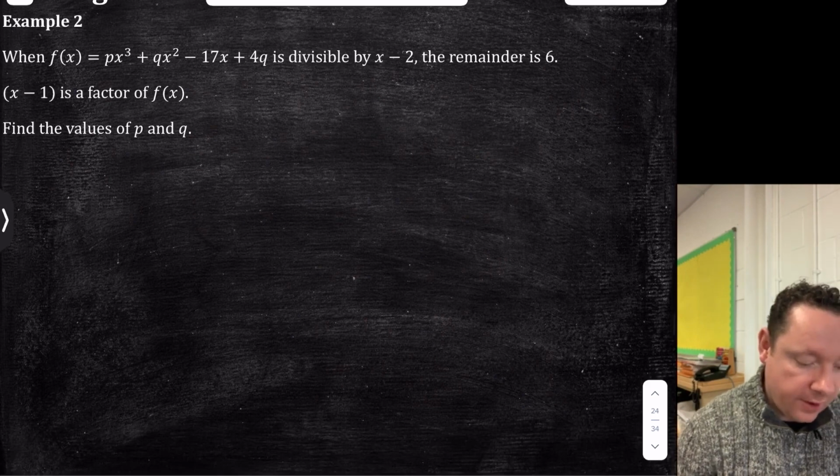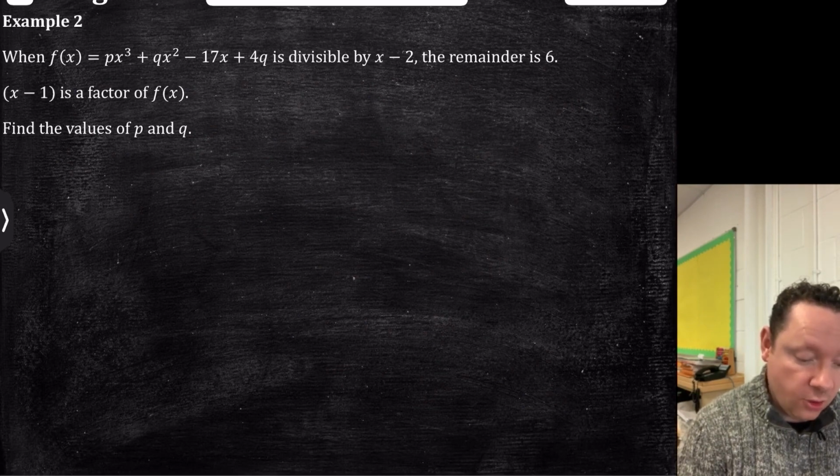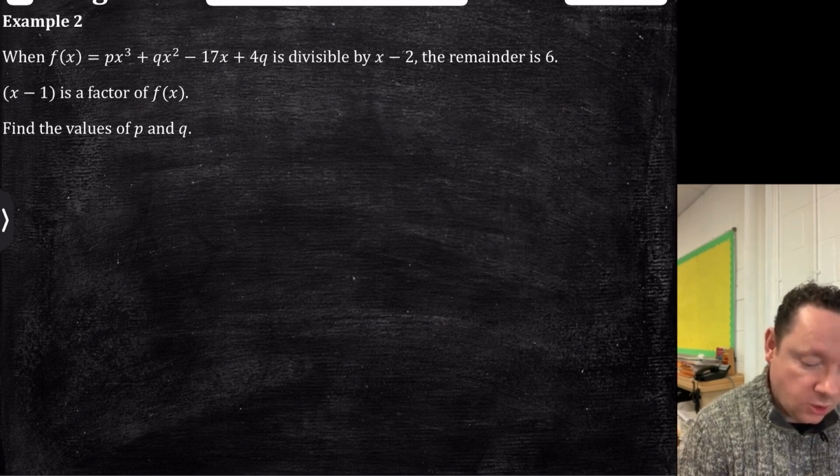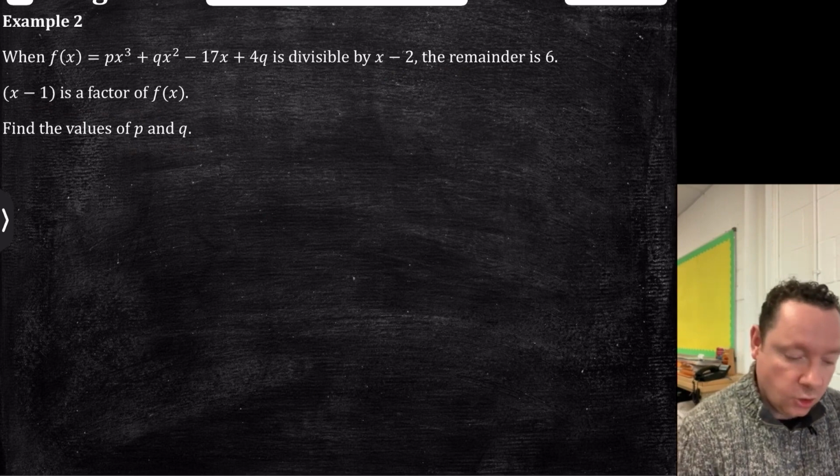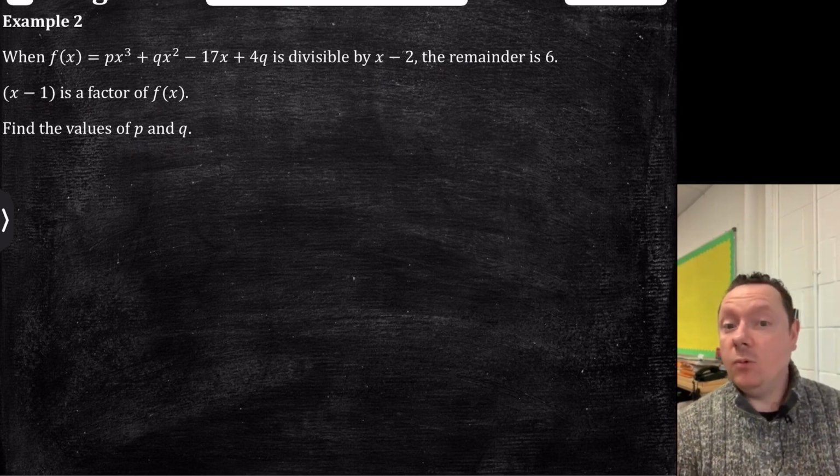Example 2 says f of x is px cubed plus qx squared minus 17x plus 4q. It says it's divisible by x minus 2 and the remainder is 6. And it also tells us another option, x minus 1 is a factor of f of x. Find p and q. So it's given us two options because there's two things, p and q. So we'll just use both, and then we're going to set up simultaneous equations.